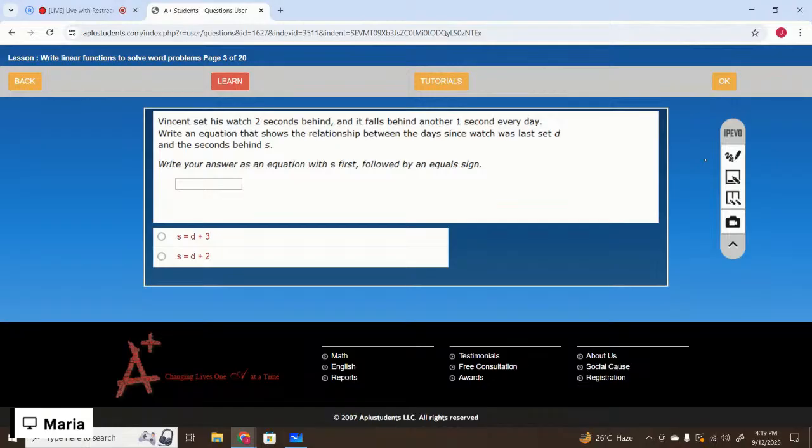Vincent set his watch 2 seconds behind, and it falls behind another 1 second every day. Write an equation that shows the relationship between the days since the watch was last set, D, and the seconds behind, S.